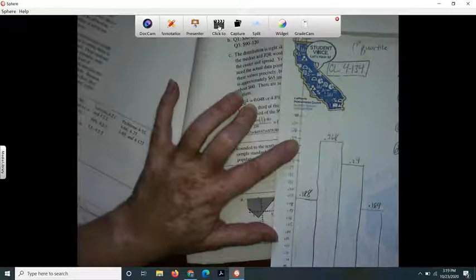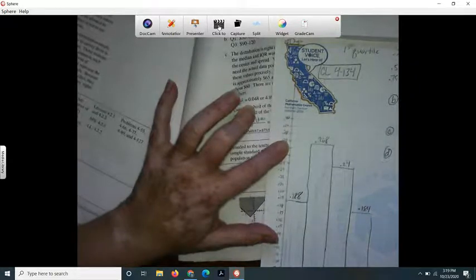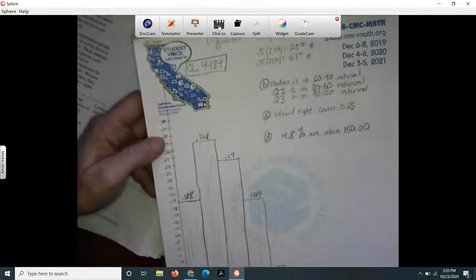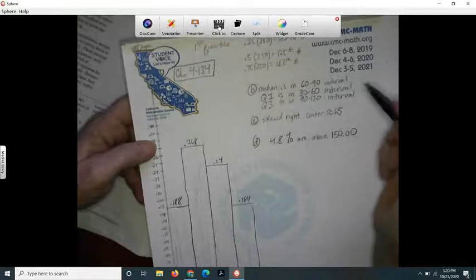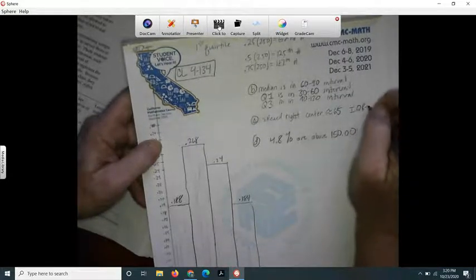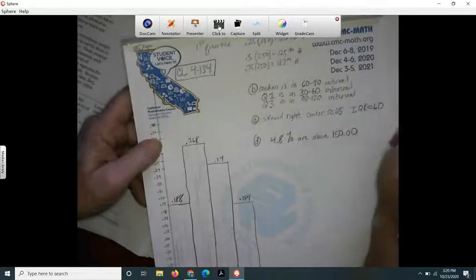Right. Is about 60, or, well, they said 65, so I'll go with theirs. About 65. Interquartile range, 60-ish. Okay. I think that's enough for that one. And then we got our 4.8 for letter D.